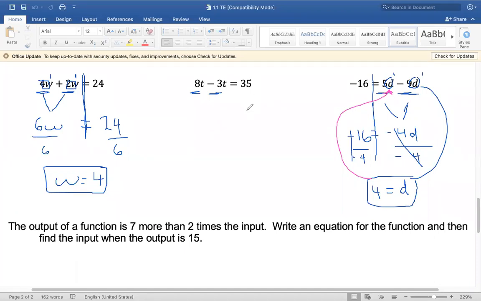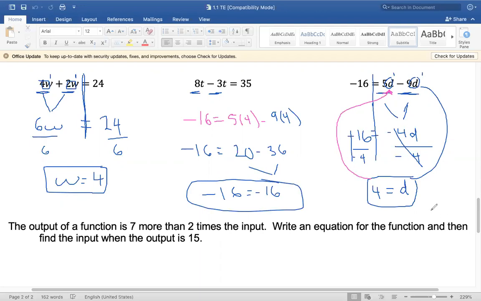Some room now. So I'm going to say negative 16 equals, now I've got 5 times 4 minus, and then in the blue I've got 9 times 4. And again, we're simplifying down, so we're going to use our order of operations. So I still got negative 16 on one side. 5 times 4, you do multiplication first, is 20 minus 9 times 4 is 36. You can simplify this down. 20 minus 36 is, in fact, negative 16.